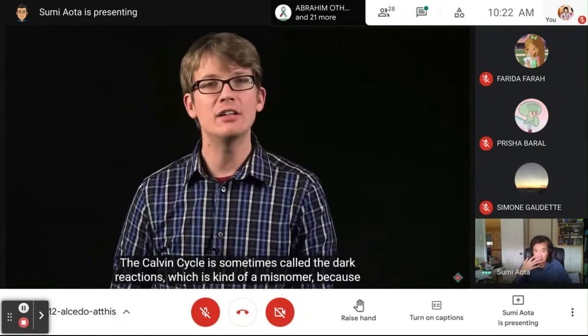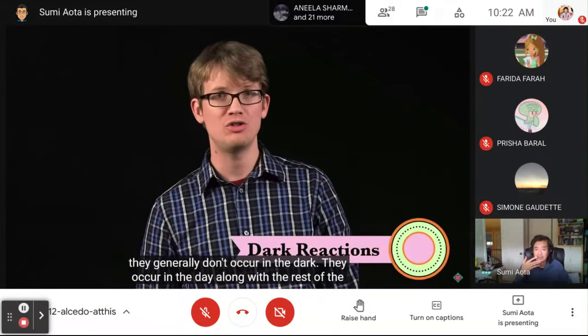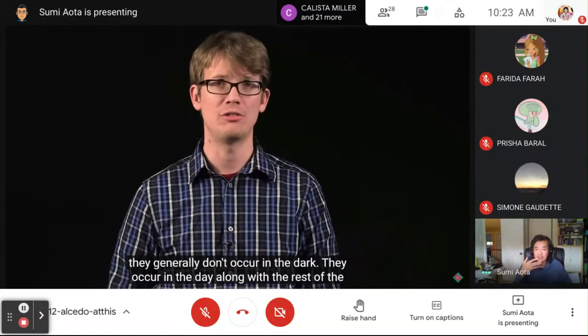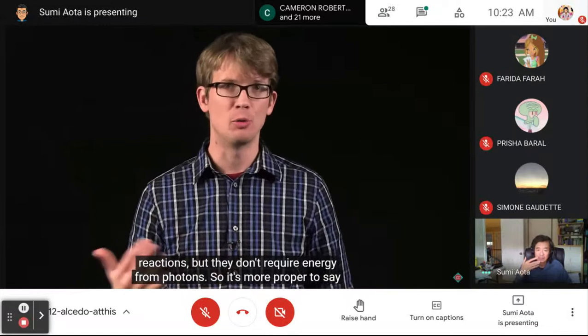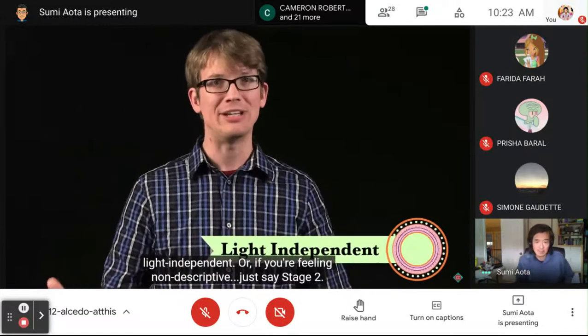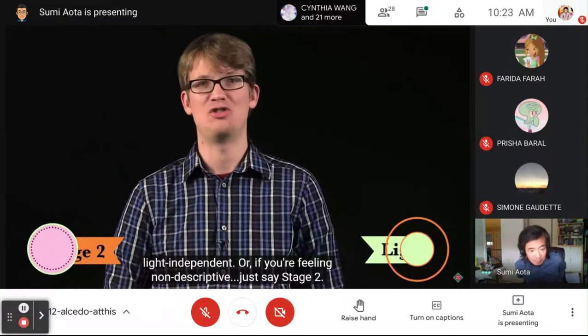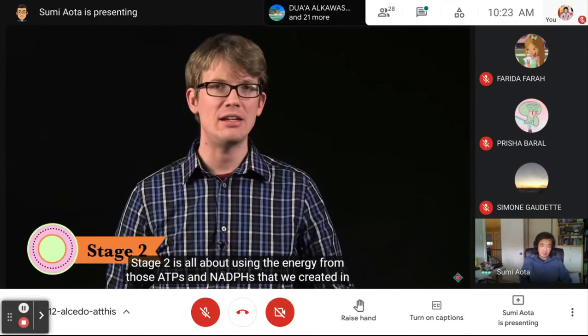The Calvin cycle is sometimes called the dark reactions, which is kind of a misnomer because they generally don't occur in the dark. They occur in the day along with the rest of the reactions. But they don't require energy from photons, so it's more proper to say light-independent reactions. Or if you're feeling non-descriptive, just say stage 2. Stage 2 is all about using the energy from those ATPs and NADPHs that we created in stage 1 to produce something that's actually useful for the plant.